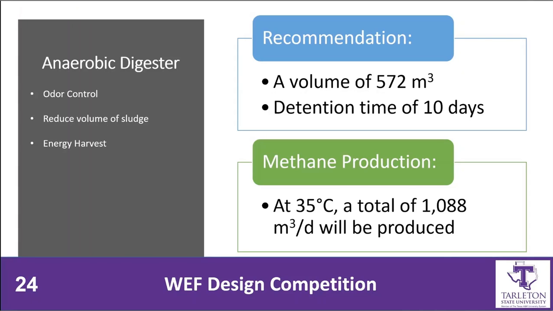The new solids flow rate after the thickener indicates that, assuming a retention time of 10 days, a total volume of 572 meter cube would be needed for the anaerobic digester. The digester will be an enclosed concrete structure constructed with Enviromix air burst mixing, an air mixing system that uses inert gases that won't hinder the anaerobic process. With the expected volume of the sludge at a temperature of 35 degrees Celsius, a total of 1,088 meter cube per day of methane gas will be produced.